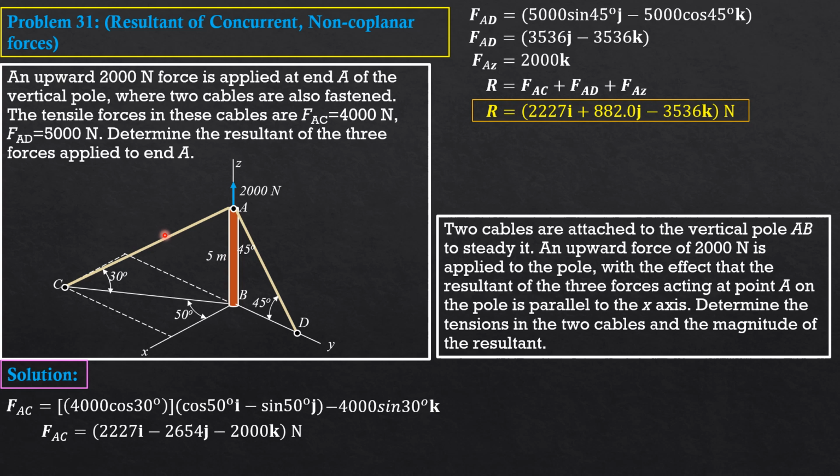So the tensile force in each cable and the magnitude of the resultant, and show that these would be the answers: FAC 1790 newtons, FAD 1630 newtons, and the magnitude of the resultant is 956.9 newtons. So that's it for your part.